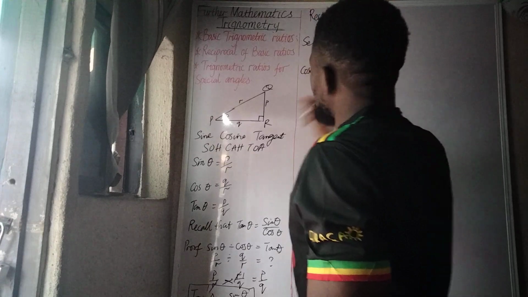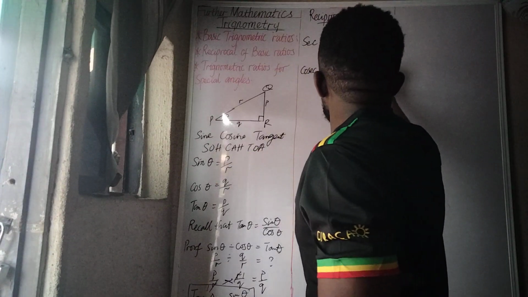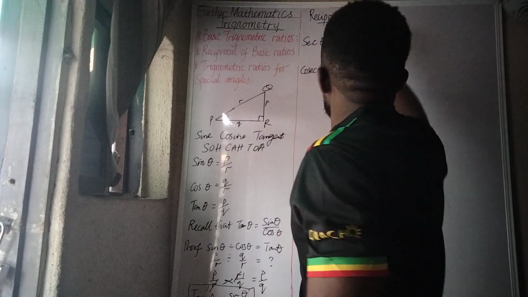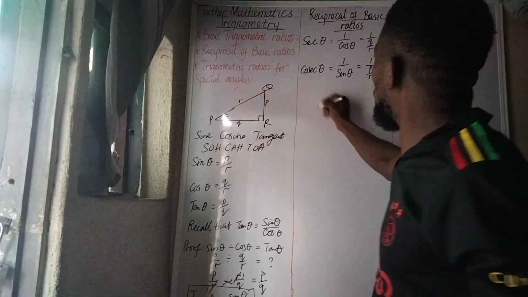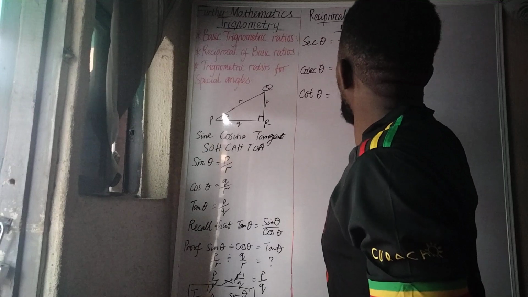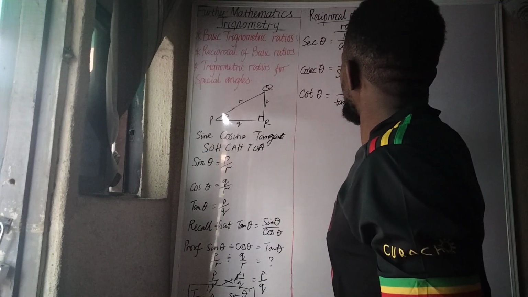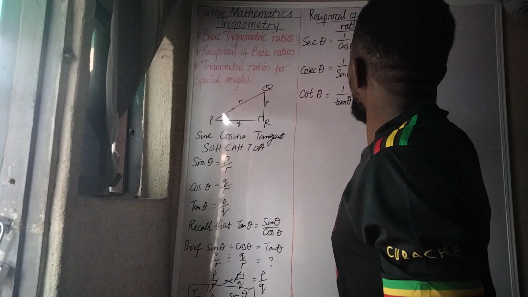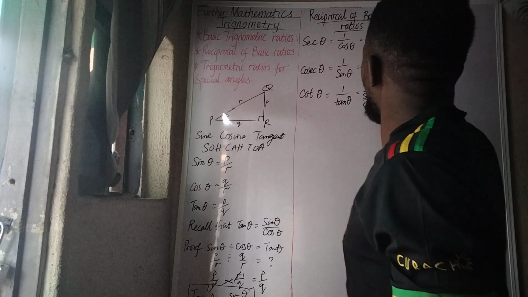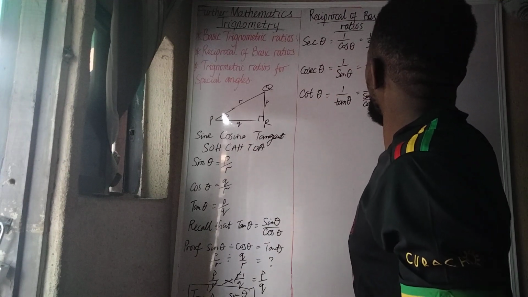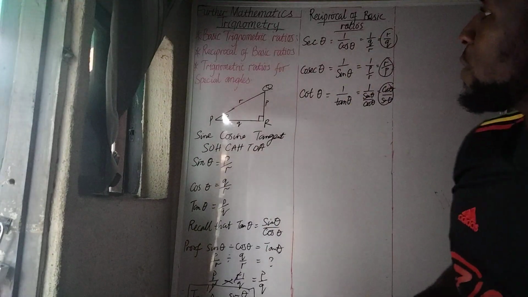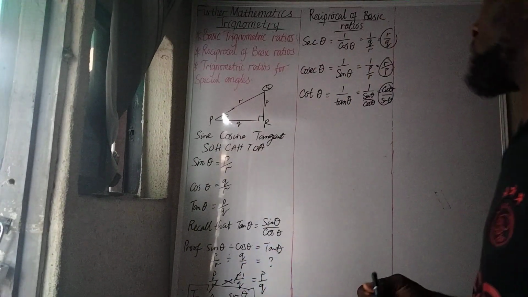And what is our sine theta? P over r. So we're going to have r over p. And another one is cot, that is cotangent. Cot theta will be 1 over tan theta. That is to say 1 over sine theta over cos theta. If we work on this, it becomes cos theta all over sine theta. So we are done with the reciprocal of basic ratios.